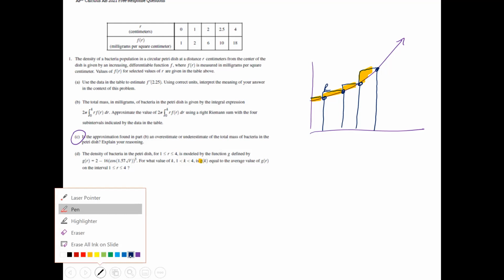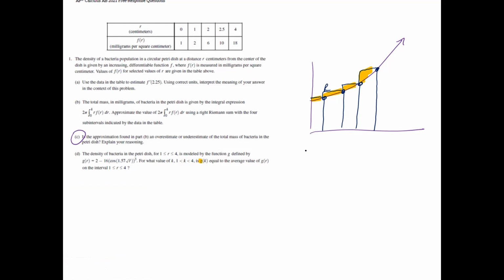But when you're actually justifying your answer, you want to make sure that you're using evidence to prove that. So what you can say is, given that f of r is positive and increasing, because if you look at f of r, it's from 1 to 2 to 6, 6 to 10, 10 to 18. It's a positive number and it's increasing.